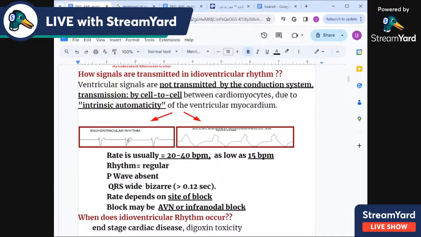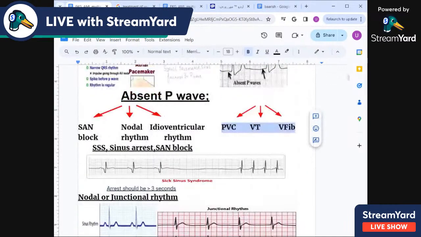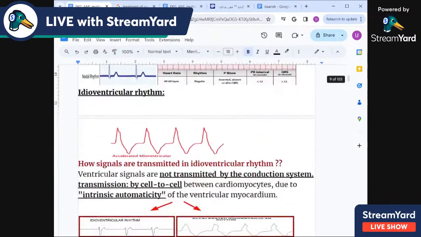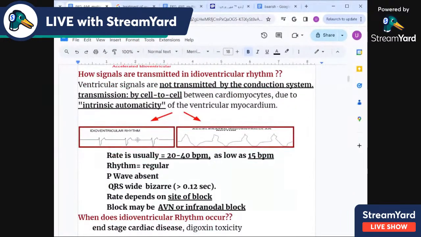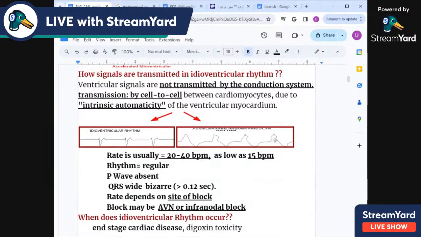In the idioventricular rhythm, we have absent P wave. We are discussing the absent P wave. We had these two before this: sick sinus syndrome, absent P wave; nodal or junctional rhythm, absent P wave; and now the third one, idioventricular rhythm. P absent, right? The rate is slow because the ventricular myocardium discharges at a slower rate, maybe 20 to 40. And the two types, accelerated one and the regular one.